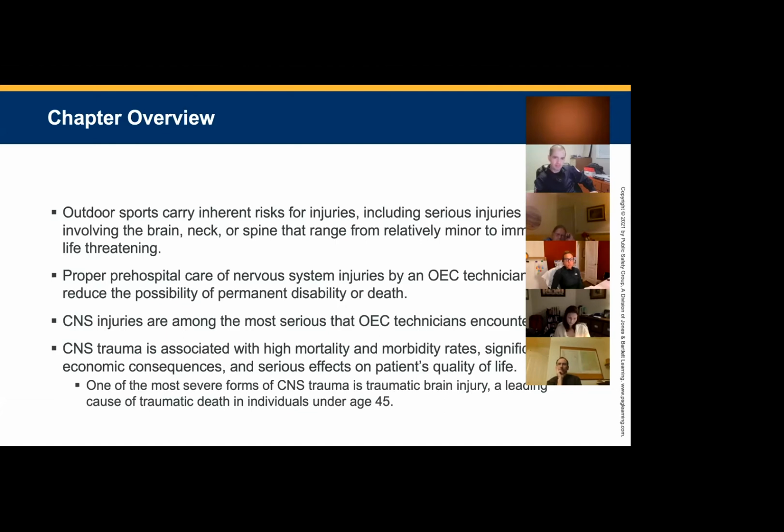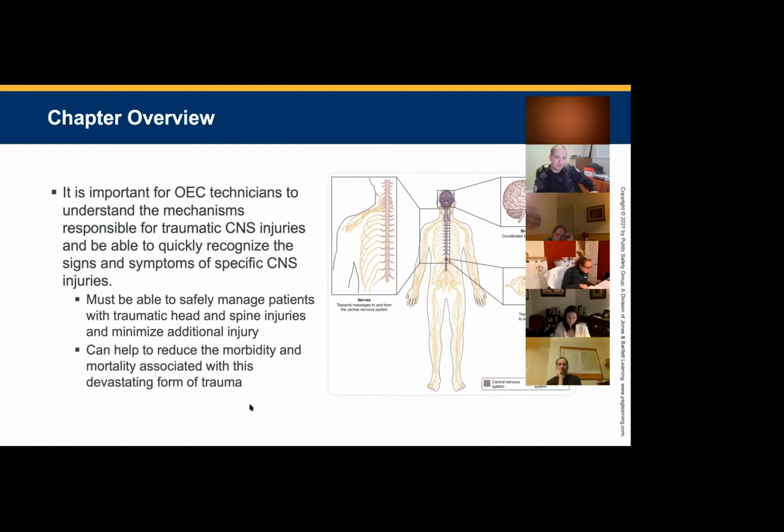One of the most severe forms of CNS trauma is traumatic brain injury, and this is a leading cause of death of individuals under the age of 45. All right, so it's important for us to understand the mechanisms responsible for traumatic CNS injuries and be able to quickly recognize the signs and symptoms of specific CNS injuries. When we talk about the CNS, we're talking about the central nervous system. As OEC technicians, we have to be able to safely manage patients with traumatic head and spine injuries and minimize additional injury, which can help reduce the morbidity and mortality associated with this devastating form of trauma.